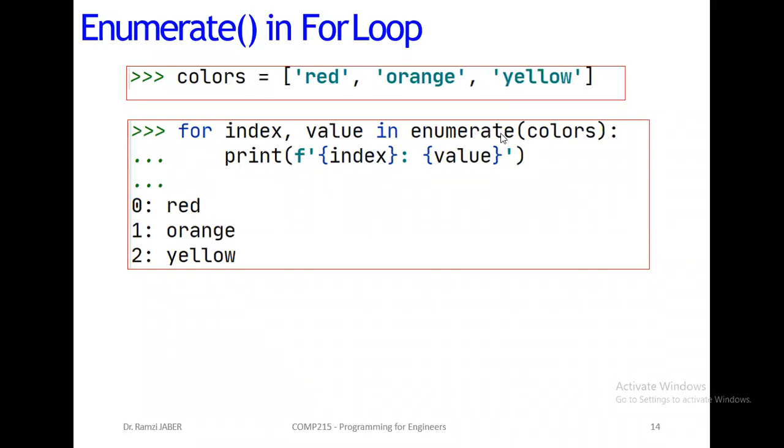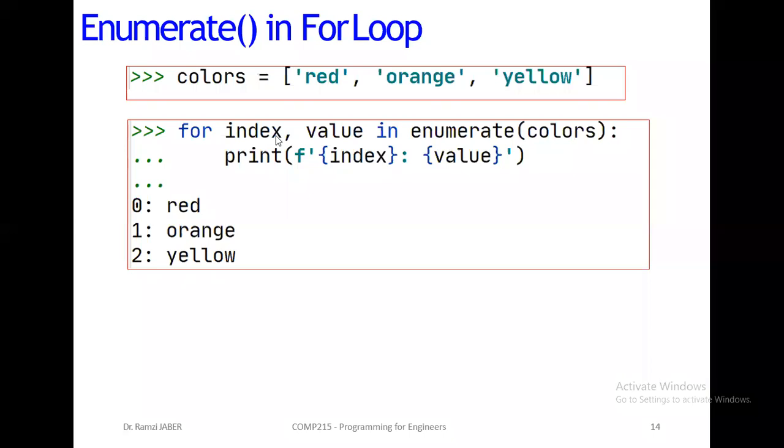So in enumerate, the output of enumerate is always a couple, and the couple contains two elements. A couple always contains two elements, whereas a tuple can contain many elements. So enumerate colors outputs two elements, and we have two variables here. So we can write: for index, comma, value, in enumerate color.